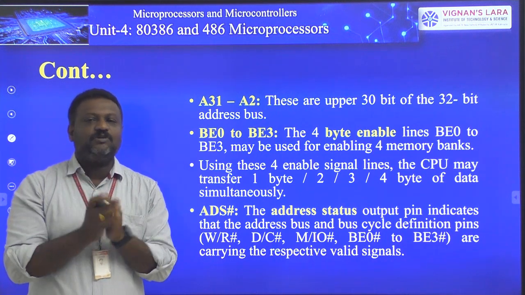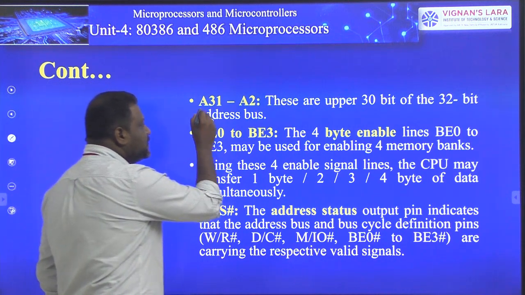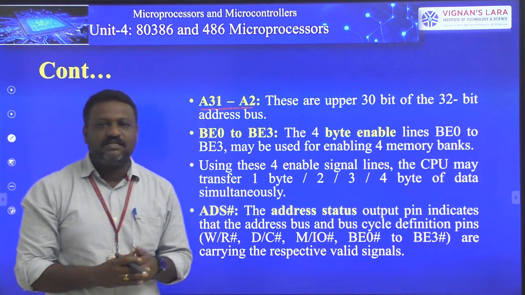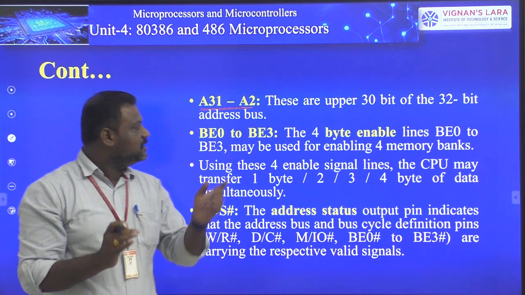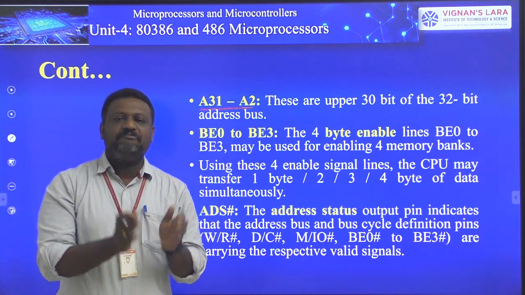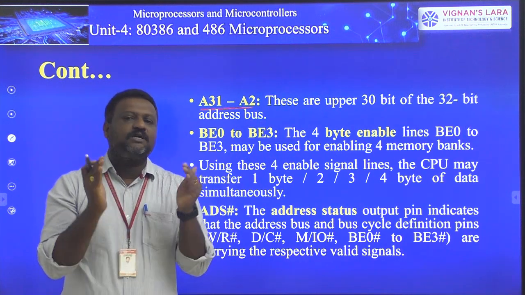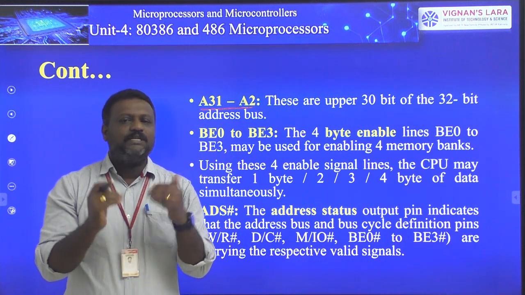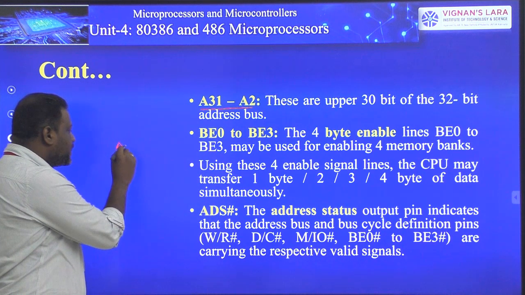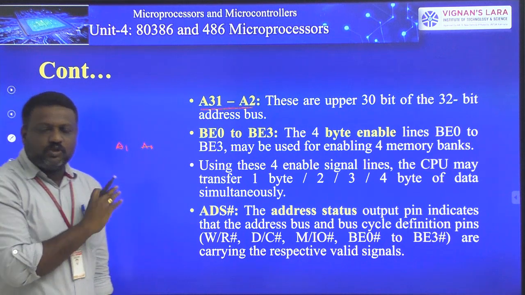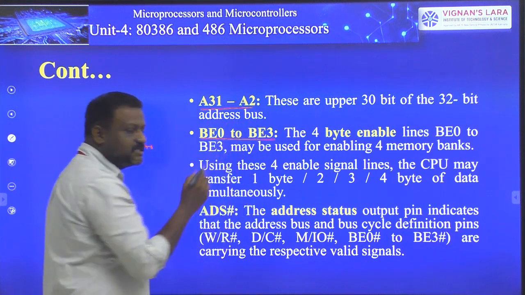But here those 32 address lines do not appear straight away. Out of those 32 address lines, 30 address lines, that is A31 to A2, are the upper 30 address lines of our address bus. What about the remaining 2 address lines? One is A1 and the second one is A0. These 2 address lines are helpful for the generation of 4 byte enable signals.